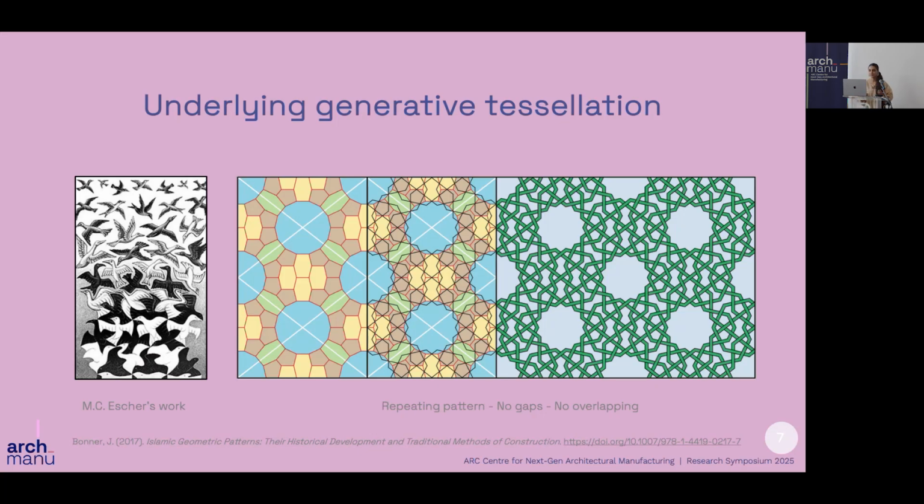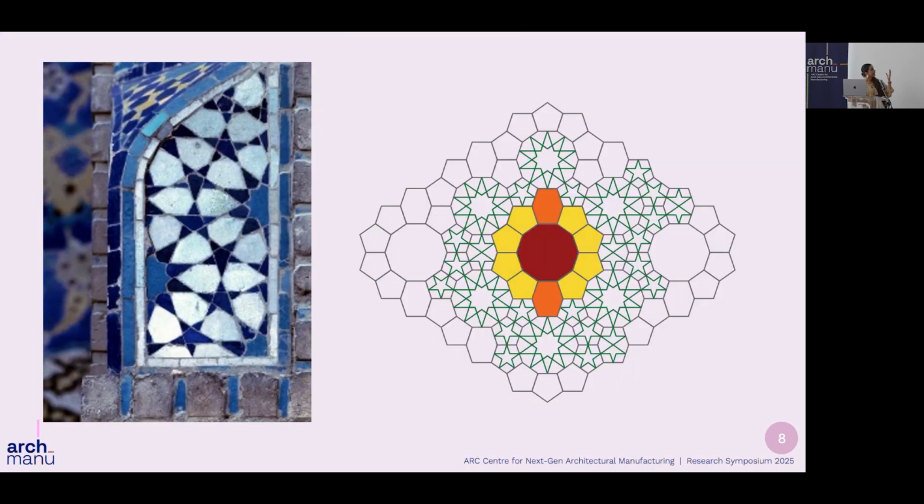This kind of tessellation can be easily found in Escher's work as art designs. Here is an example of underlying generative tessellations highlighted in gray, and the main lines of the Islamic geometric patterns represented in gray lines.